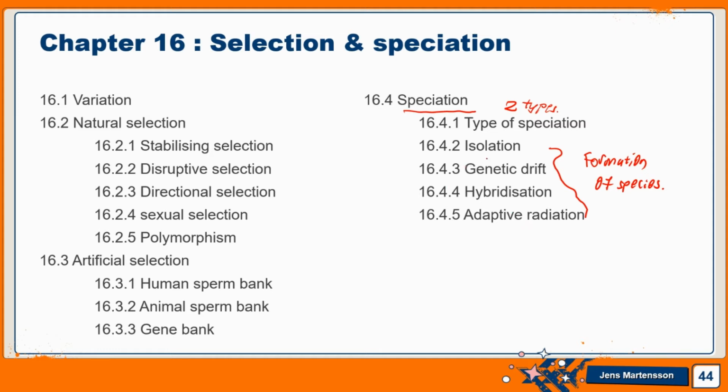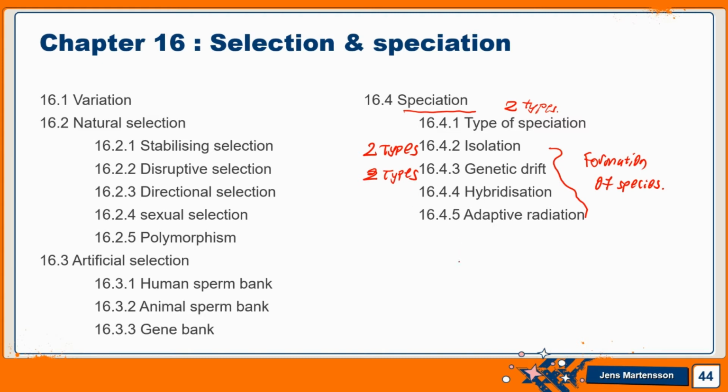And the most important are these two, isolation and genetic drift, because there are more things you have to know, and an essay question has come out. For isolation, there are two types you have to know. And genetic drift also has two types. You have to know that.